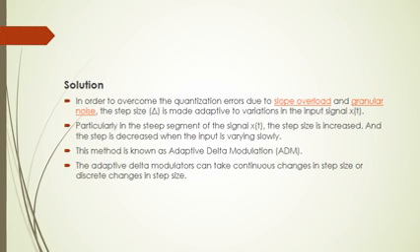The problem of slope overload distortion and granular noise can be removed by a variable step size for the input signal. This is achieved by adaptive delta modulation, which we will discuss in the next slides.